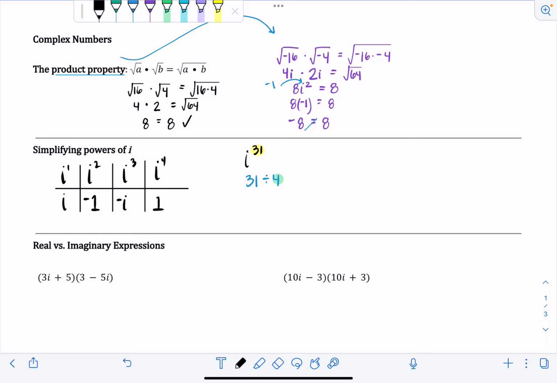So 31 divided by 4 doesn't go in evenly, but it would be 7, with a remainder of 3, because 7 times 4 is 28, plus 3 to get to 31. That remainder tells you what part of the table to look at. Whatever the remainder is, that's the power you line it up with on the table, and that's what it simplifies to. Because it simplifies the same way as i to the third power, it becomes negative i.